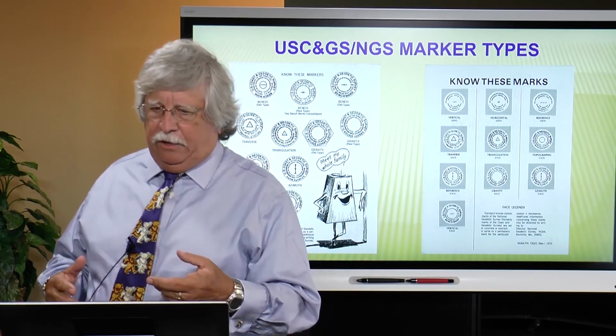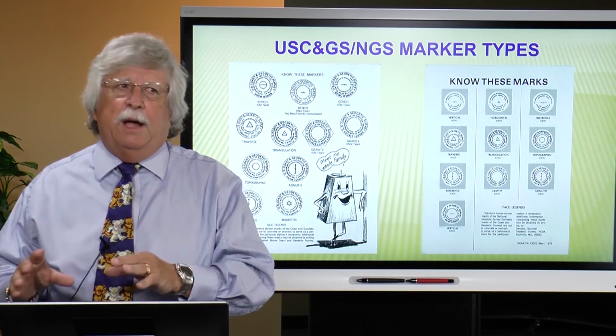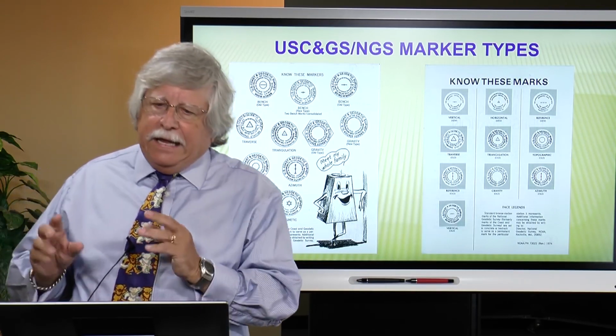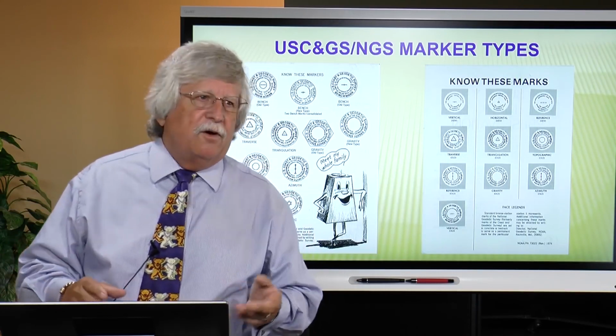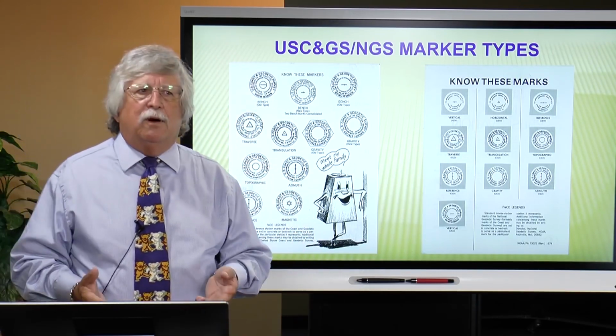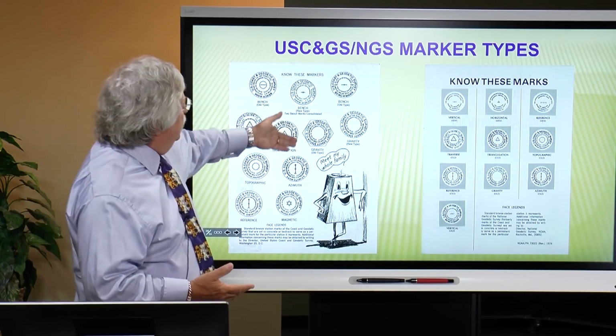So the Coast and Geodetic Survey went to great lengths to use different types of markers to indicate the various types of work that were being done. Surveyors are, in many cases, very familiar with these, such as a triangulation marker.